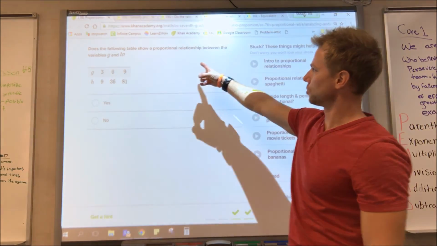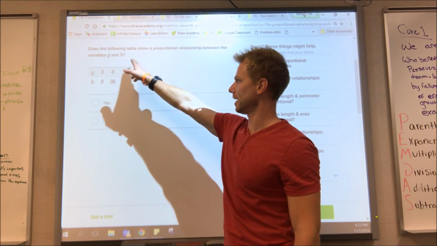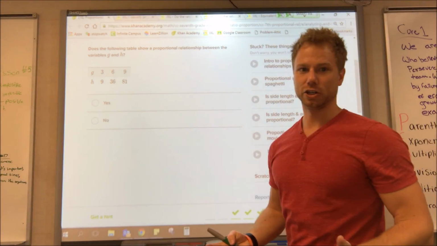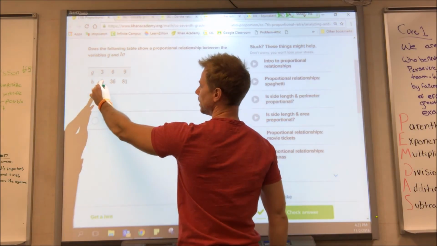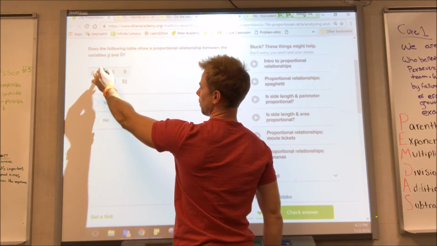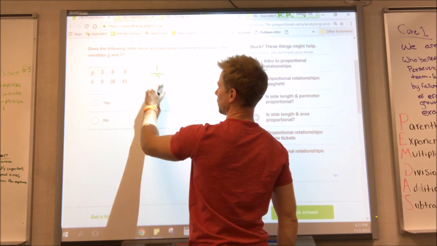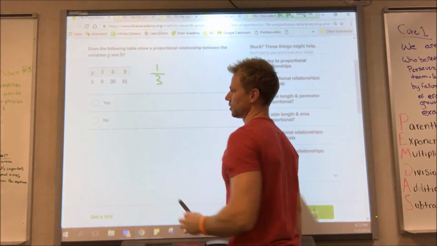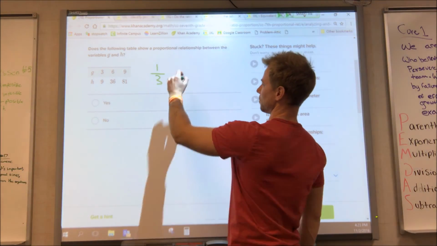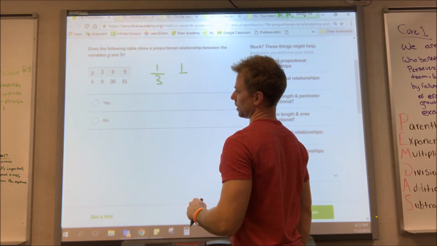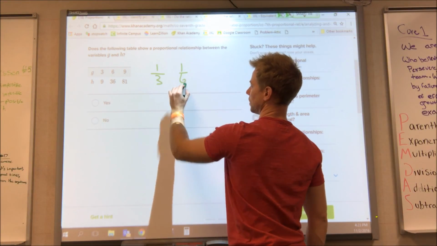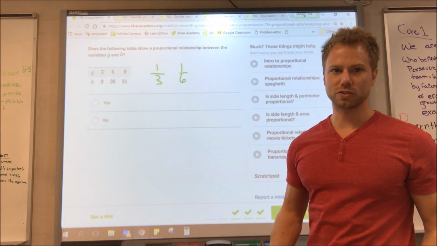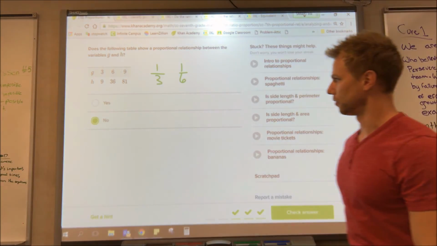All right, does the following table show a proportional relationship between G and H? So again, if these all reduce to the same thing, they're going to be proportional. So 3 over 9, greatest common factor is 3. 3 divided by 3 is 1. 9 divided by 3 is 3. Gives us a third. 6 over 36, greatest common factor is 6. 6 divided by 6 is 1. 36 divided by 6 is 6, so they're different. So we already know they don't reduce to the same unit rate or the same ratio. They're not proportional.